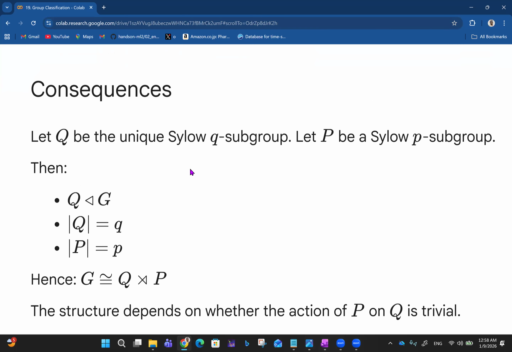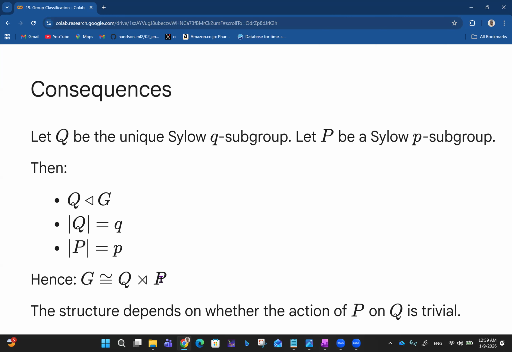Because if they are the same, let's keep Q as the unique Sylow Q subgroup and let P be a Sylow P subgroup. Then we say that Q, the Sylow Q subgroup, is a normal subgroup of G in that case. Then the order of Q will be equal to q, and the order of P will be p. Hence, we can say that G is isomorphic to Q.